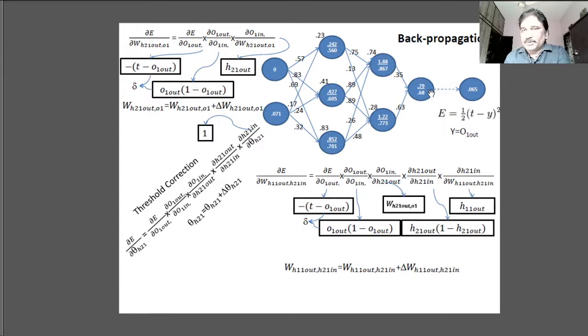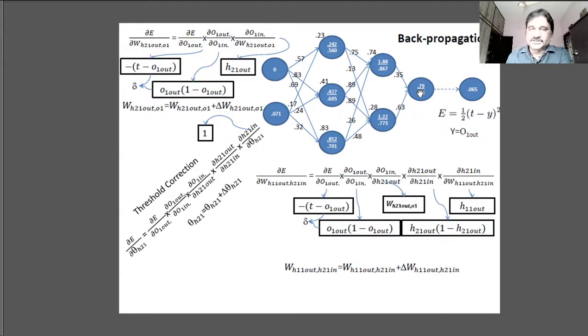This part is O1 out and this part is O1 in. So differentiation of O1 out with respect to O1 in is how we get O1 out from O1 in by simply the sigmoidal function. For understanding the differentiation of that, I'll take you to the next transparency, and once again I'll be coming back.